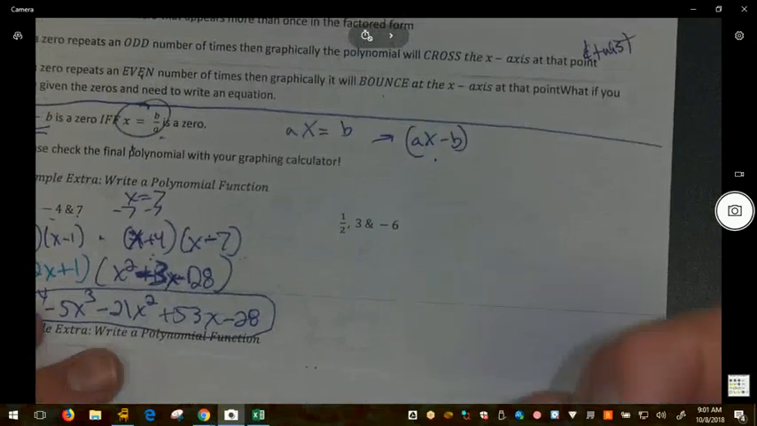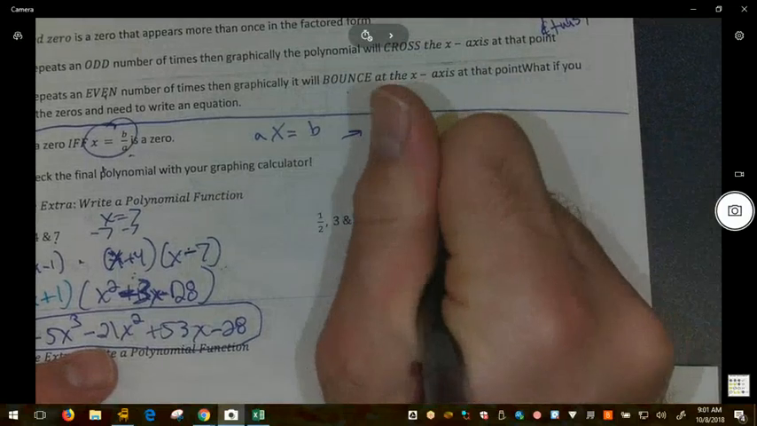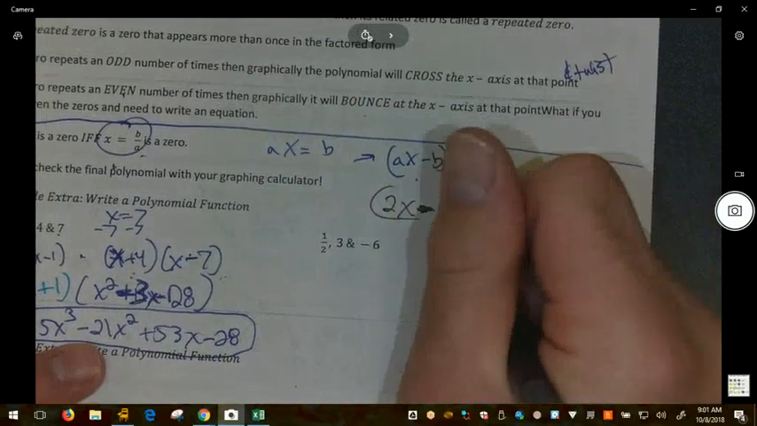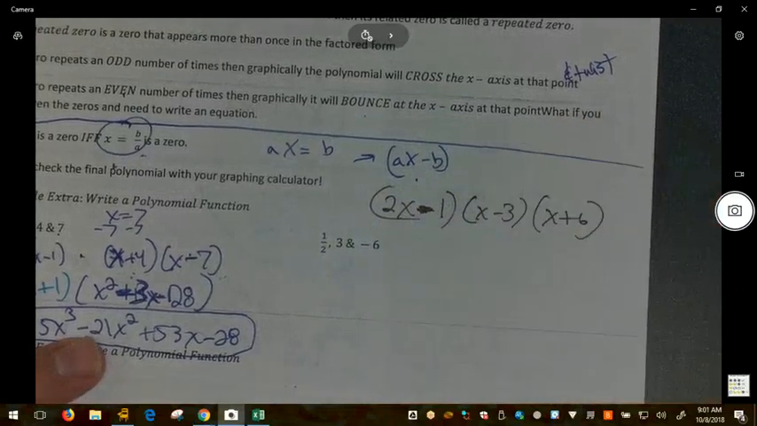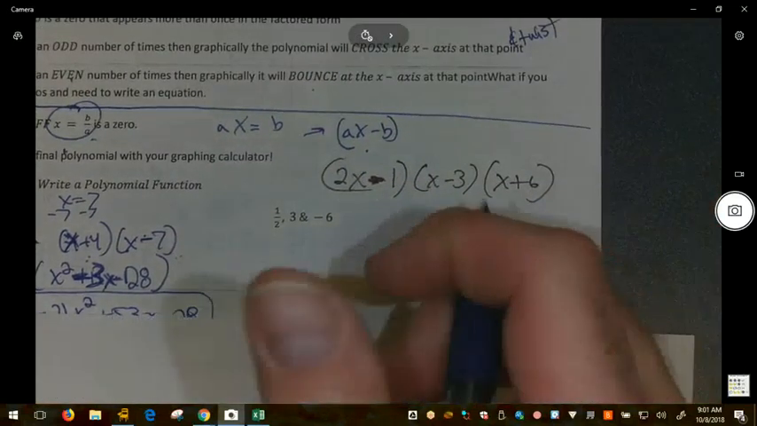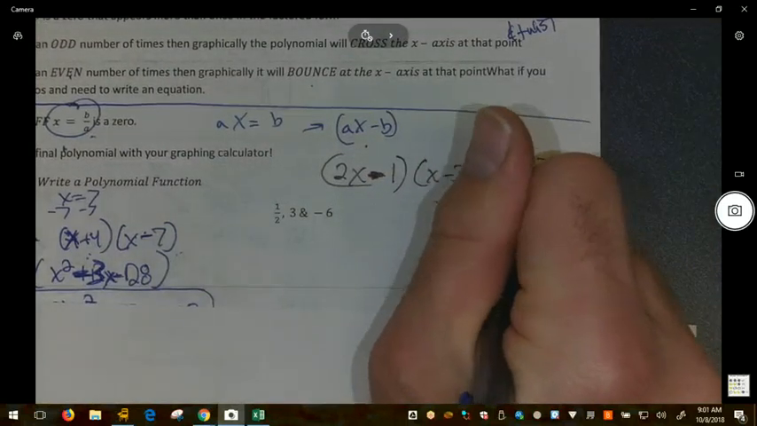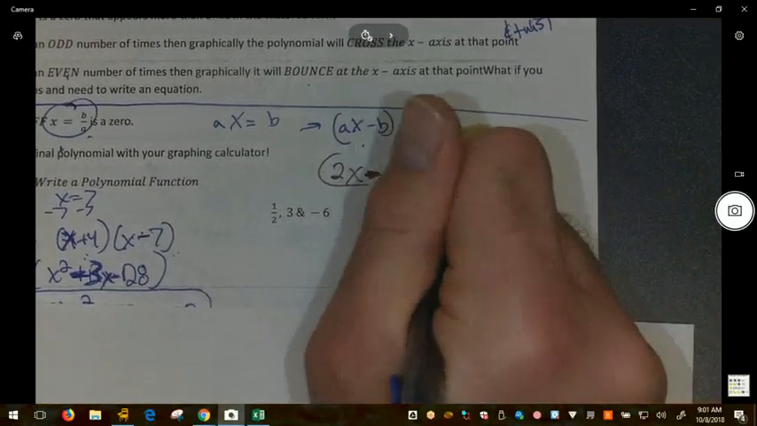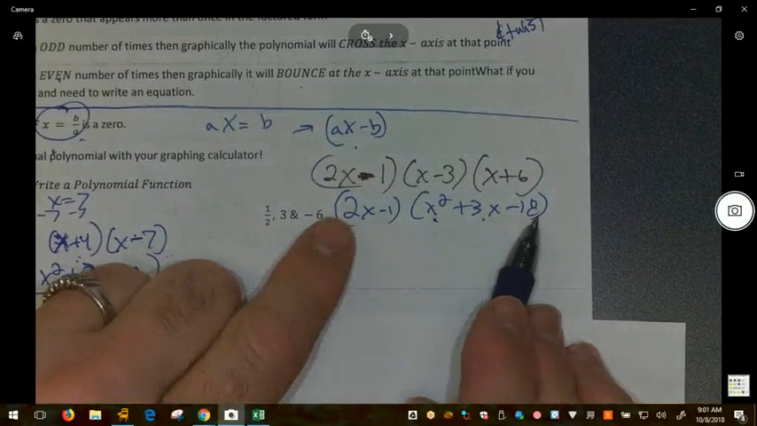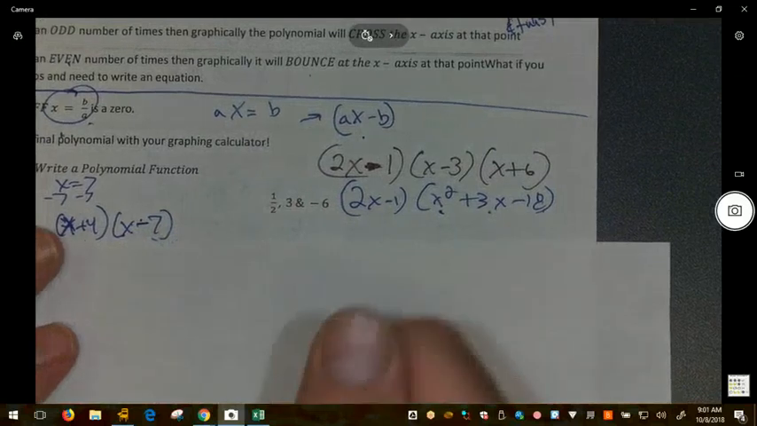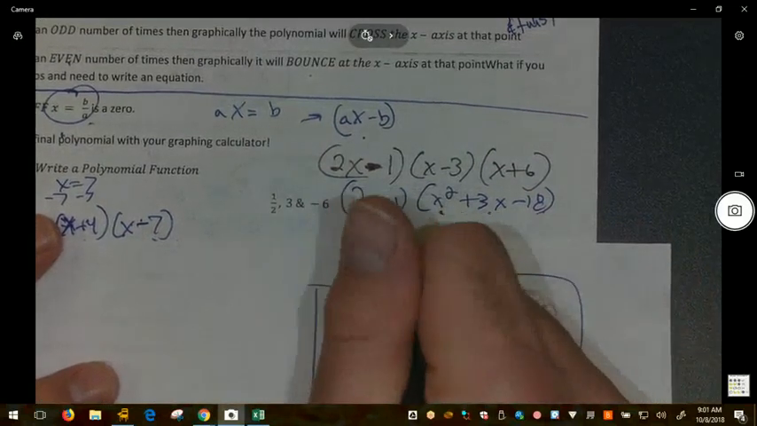So for the next example, here I have x equals 1/2. I will write this out because I'm going to multiply by 2, and then I'm going to subtract 1. So 2x minus 1 by x minus 3 by x plus 6. I'll do these two together first. I've got x squared minus 3 plus 6 is plus 3x minus 18. You can multiply this by 2x minus 1 by distributing the 2x to everything and then the negative 1 and combining like terms. Or you can do box method if you want.